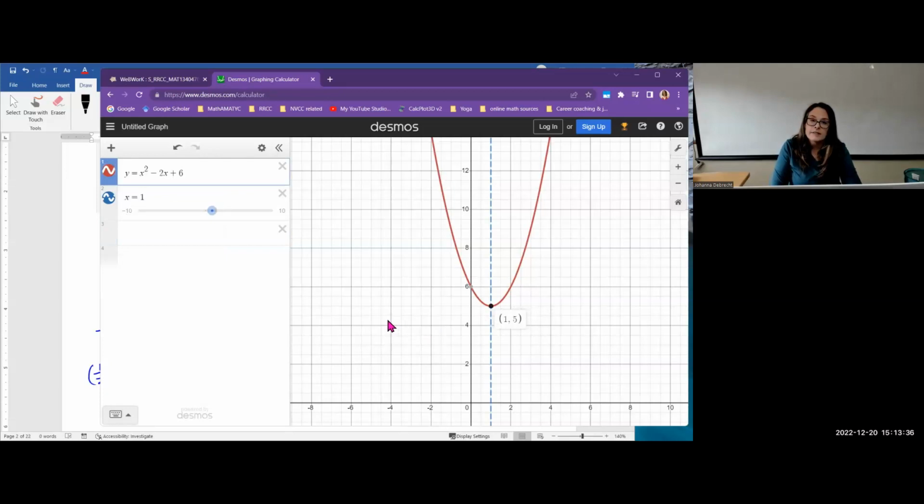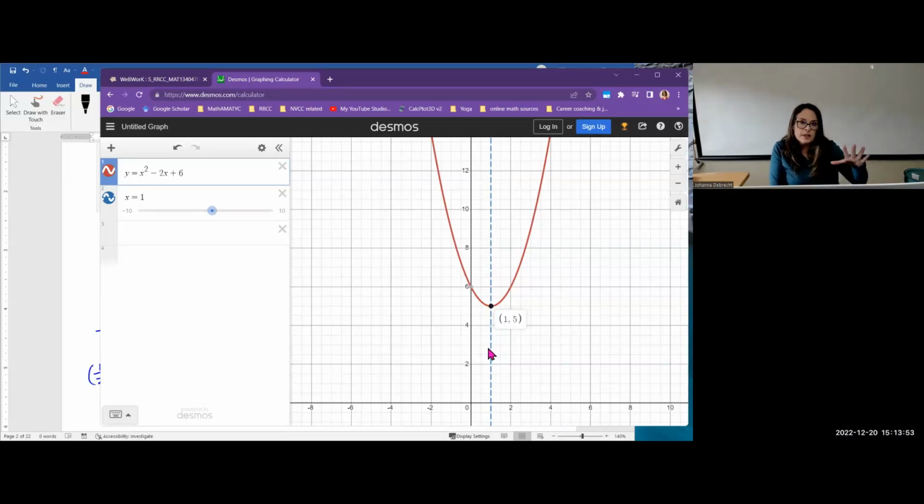1, 5. So this is what it looks like when you graph a quadratic equation and when you look for the vertex by completing the square. Notice that the vertex here is the minimum value and the line of symmetry is going through the vertex.